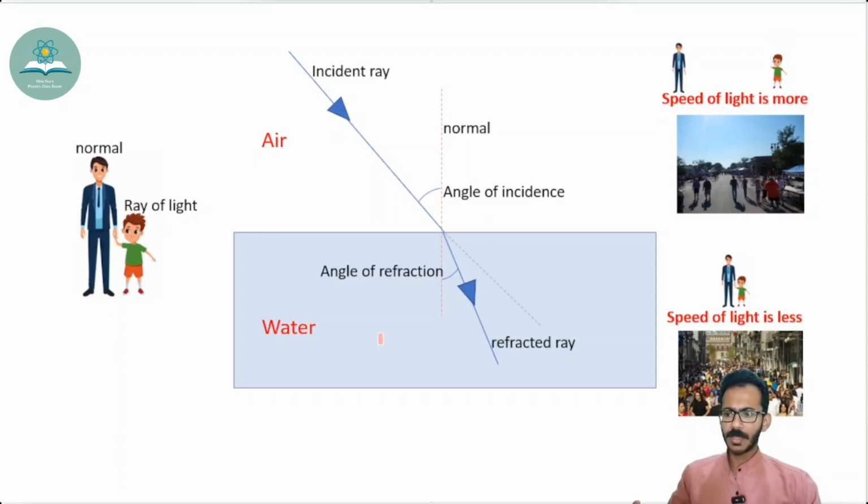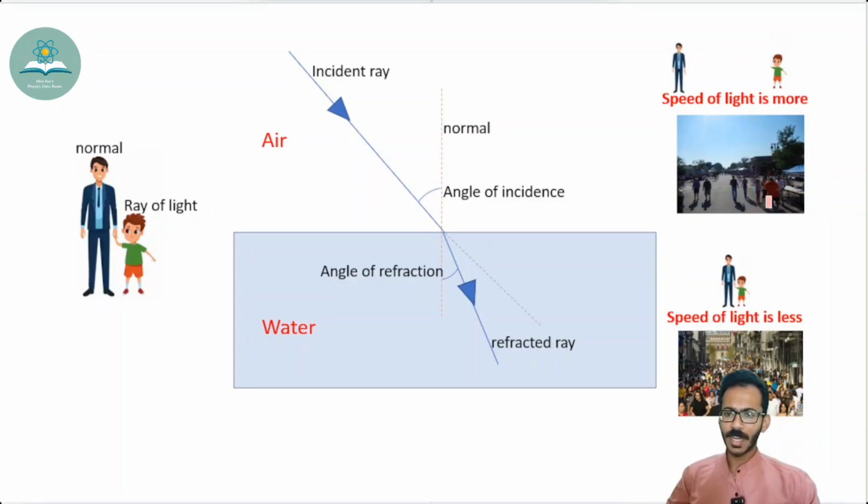It will be a little confusing, but we'll try to make it simple. You think of air as the crowd present here in the first picture, and you think of water as the crowd present here. Now imagine that the normal is a father here, and the ray of light is the child, the son. Now both the father and the son are going to two different areas. First, they are going to an area like this, which is less crowded. That is similar to our air here.